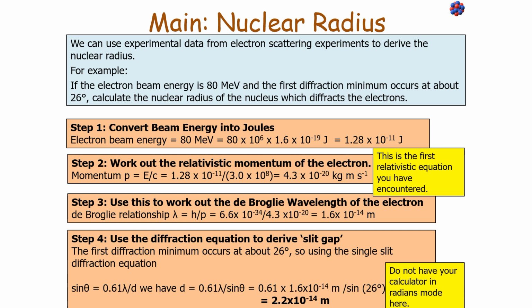Now a couple of things to note. In step 2 we did use a relativistic equation to work out our momentum, which may be the first relativistic equation that we have encountered, that P is equal to E over C. And then also please do remember that we were given our angle in degrees, so we've got to be using degrees here, so don't have your calculator in radians mode.